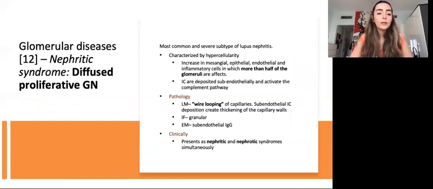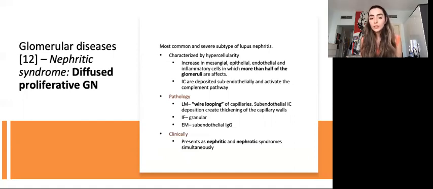diffuse proliferative glomerulonephritis, which is the most common and severe subtype of lupus nephritis. So with lupus, there's many types of ways the renal disease can show, but the most severe one, and unfortunately the most common one, is diffuse proliferative glomerulonephritis. This is mainly characterized by its hypercellularity. You have increased mesangial, epithelial, endothelial, and inflammatory cells, where more than half of the glomeruli are affected.